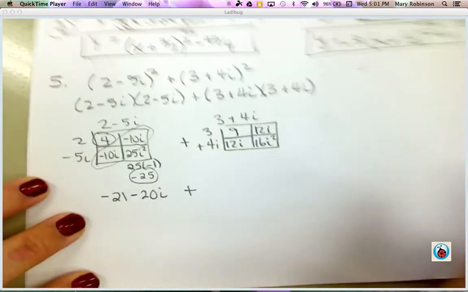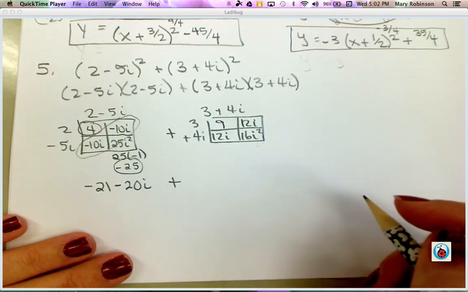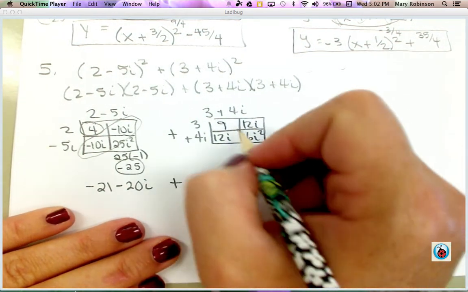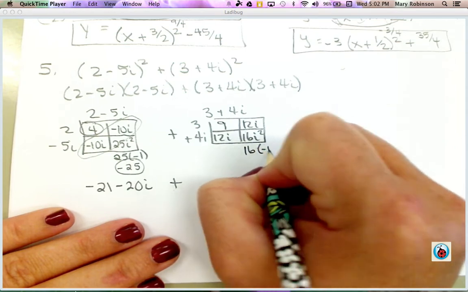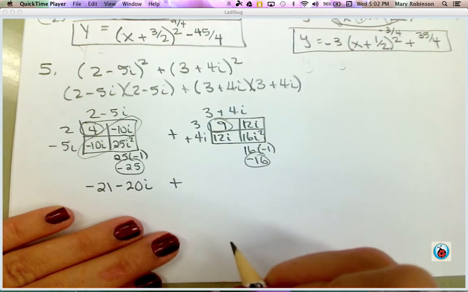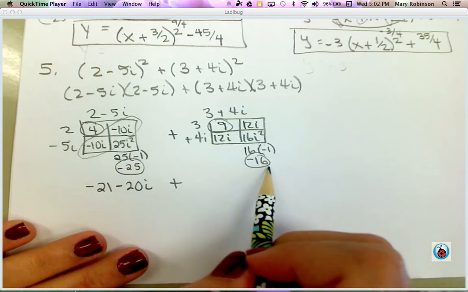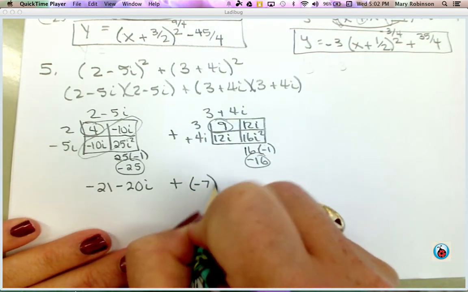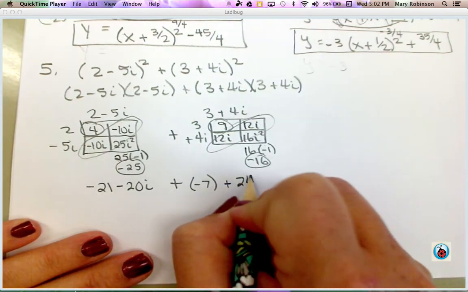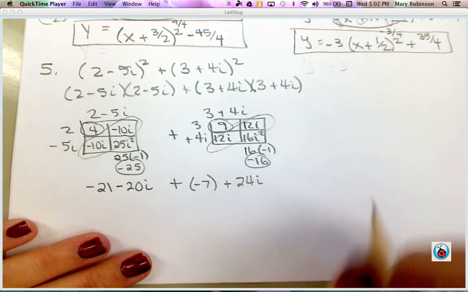If you feel like I'm going a little too fast, just please pause the video and try to work it out. So 16 times negative 1, so I'm going to have negative 16 in this corner, which I combine with 9. So 9 minus 16 is negative 7. And then 12i and 12i makes 24i, and that's it.